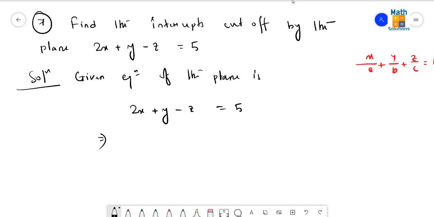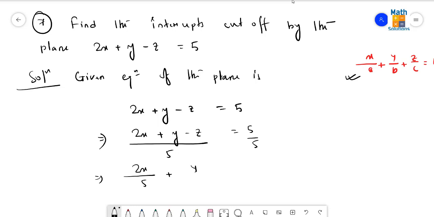So the best way to get this intercept form is to divide both sides by the term on the right hand side, that is by 5. So dividing both sides by 5, here also it is 5. So we shall get twice x by 5, y by 5 minus z by 5 is equal to 1.